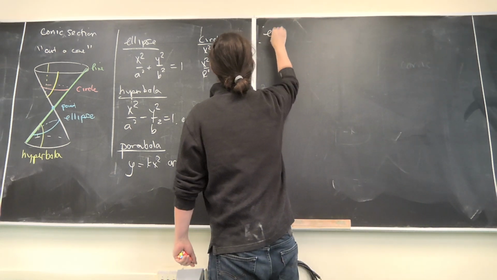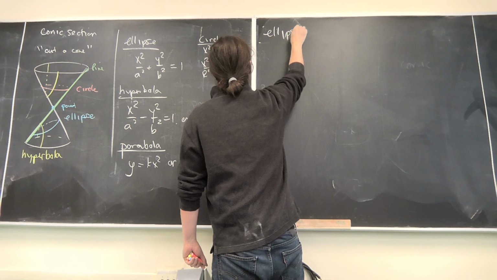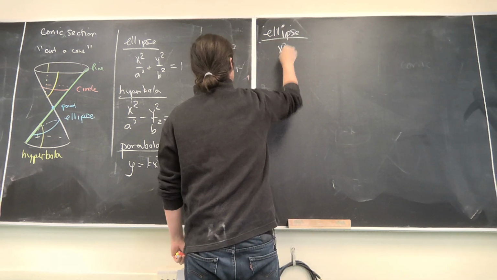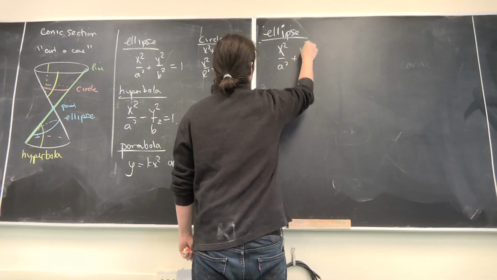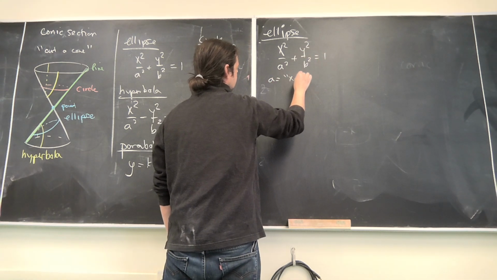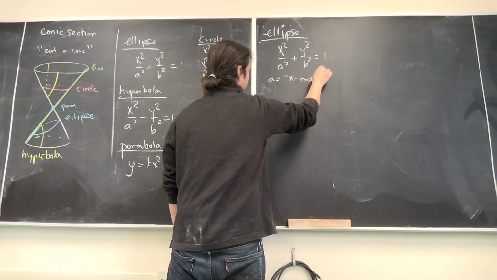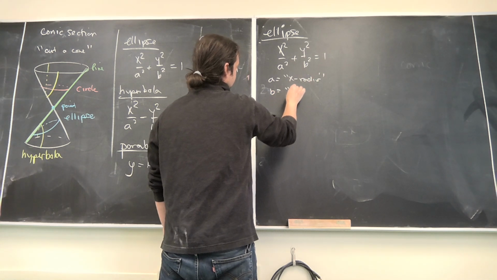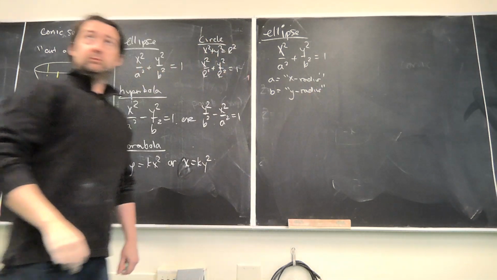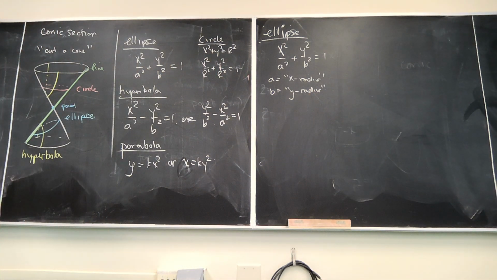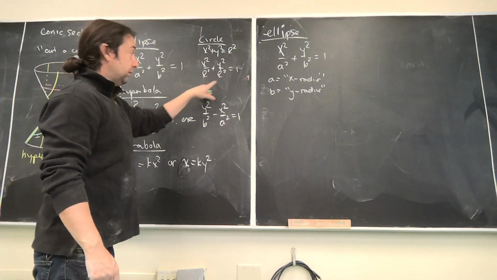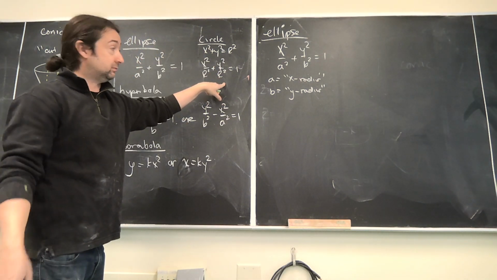I'm going to start with the ellipse because the method for the ellipse is the same as the method for the hyperbola. x squared over a squared plus y squared over b squared is equal to 1. a is sort of like the x radius of your ellipse, and b is sort of like the y radius. In the same way that the circle has the same radius for both x and y, which is why it's a circle.